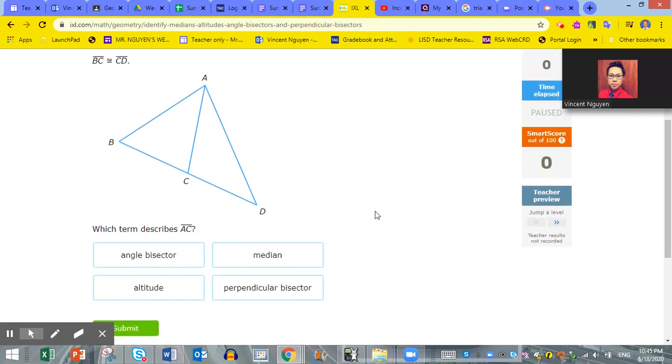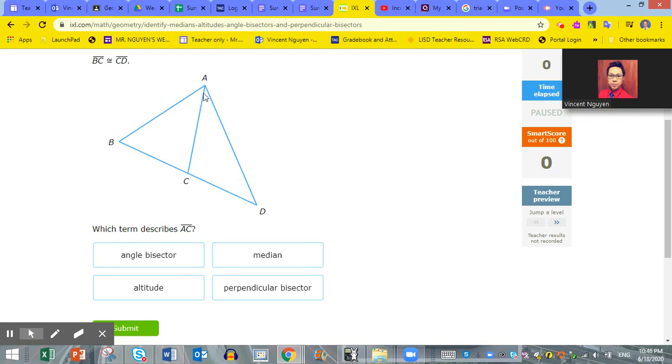Here we have a triangle with a segment that cuts through it from the vertex A. And pay attention to the given information. It says here BC is congruent to CD. So this segment is congruent to this segment. So if you recall, if two segments are the same, then the point must be the midpoint, okay?